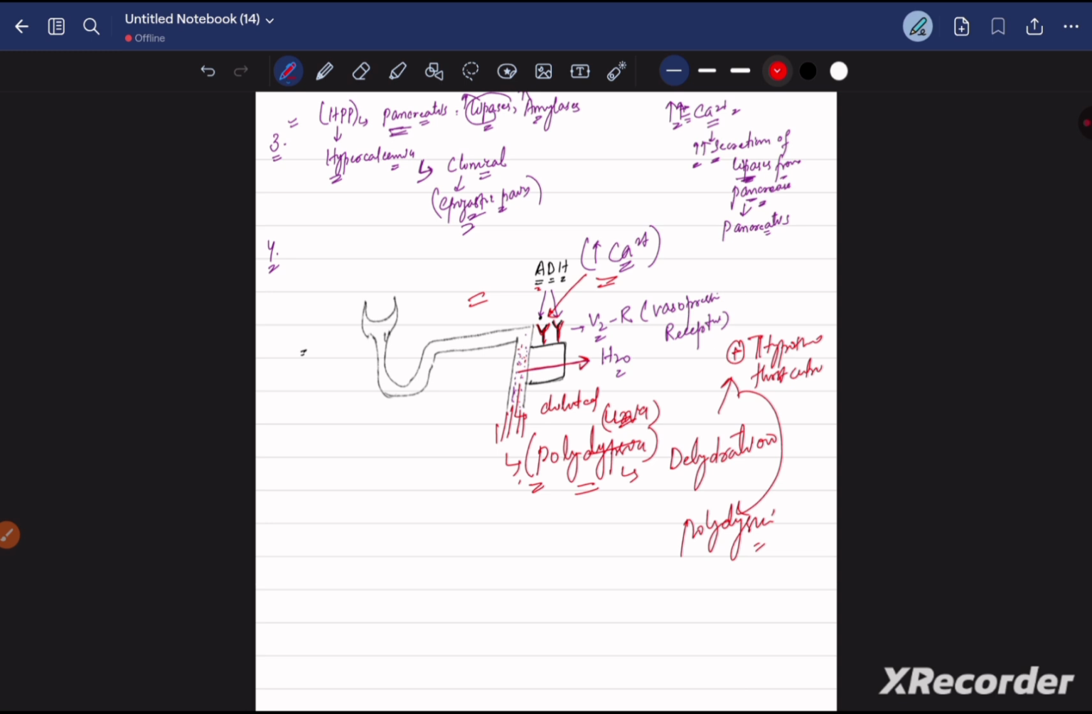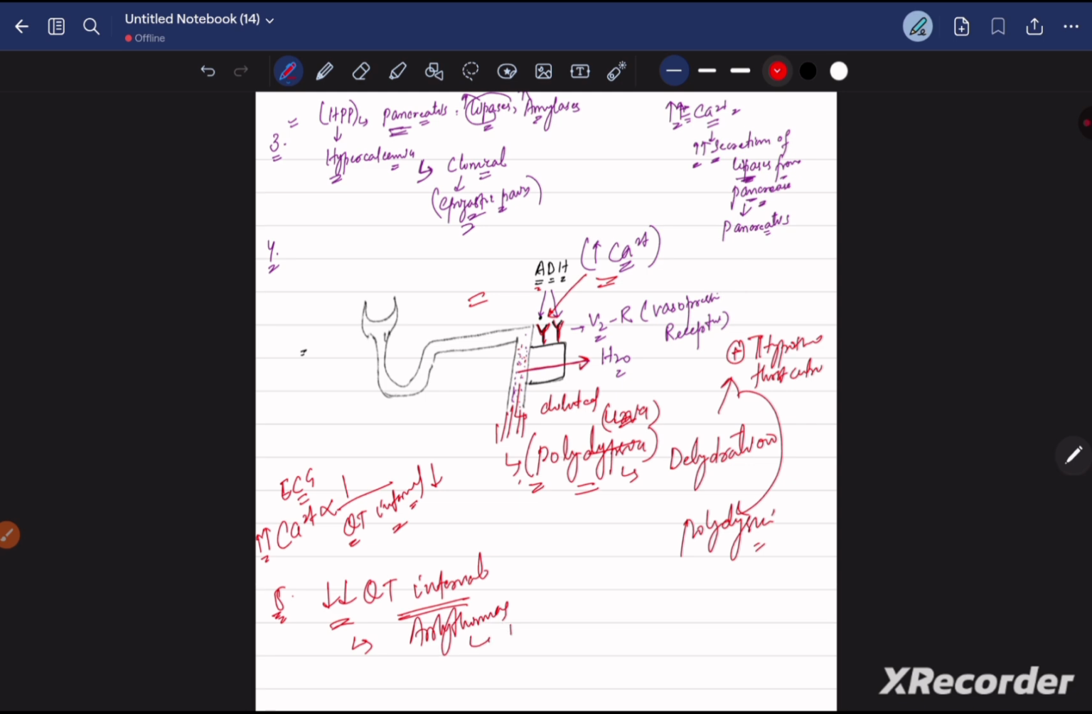And one more complication: I told you in hypoparathyroidism that if you want to see the ECG changes, remember that calcium concentration is inversely proportional to the QT interval. What does this mean? Whenever there is increased calcium, a hypercalcemic state, it will decrease the QT interval. So in hyperparathyroidism there will be a decreased QT interval. This is the ECG finding, and it will lead to arrhythmias, mainly bradycardia. You will see bradycardia in hyperparathyroidism cases.